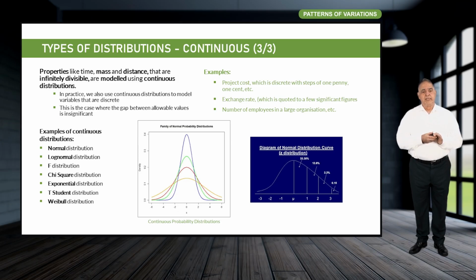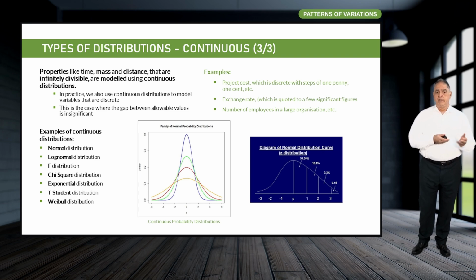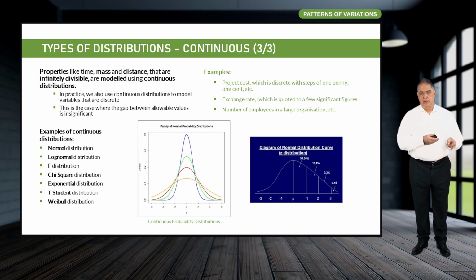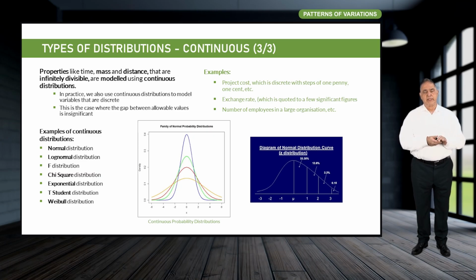I have put here a list of some of the common continuous probability distributions that we're using in statistics and in our Lean Six Sigma projects. Normal distribution, the most frequently used of all due to its symmetry. Log normal, F distribution, chi-square distribution, t-student distribution, etc. And remember this type of distributions when we start talking about hypothesis testing a little bit later in our course.